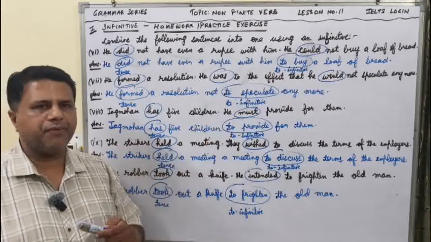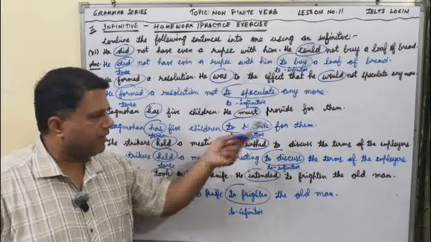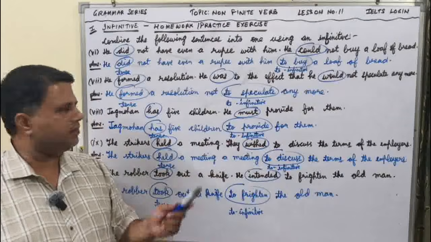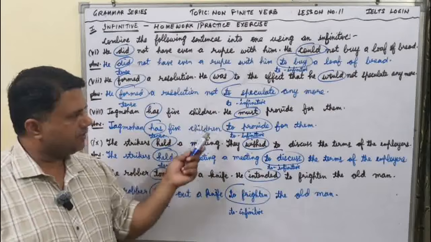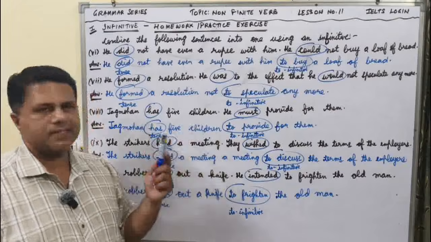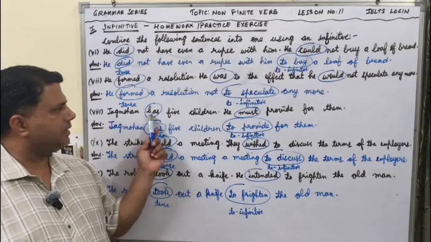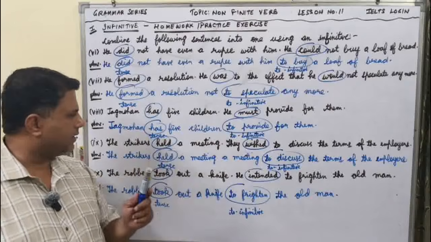Jagmohan has 5 children. He must provide for them. Jagmohan has 5 children to provide for them. To provide is to infinitive. We are joining 2 sentences into one, 2 simple sentences into one simple sentence with the help of to infinitive. Has is tense element. Here 2 elements, here 1 tense element.